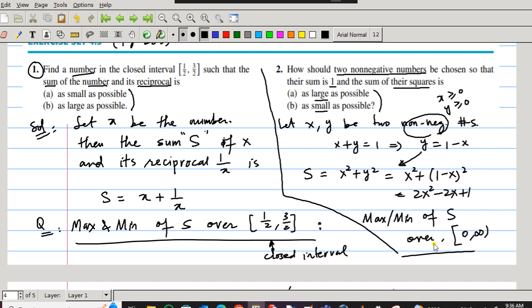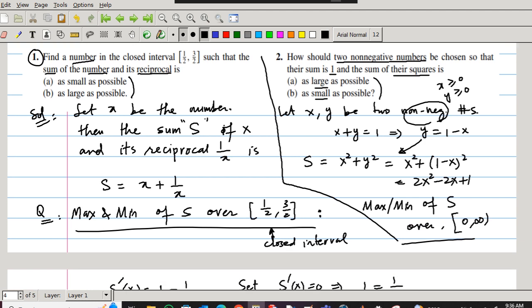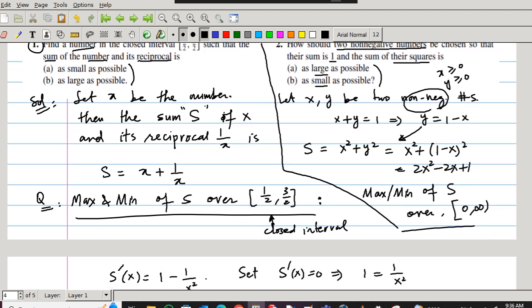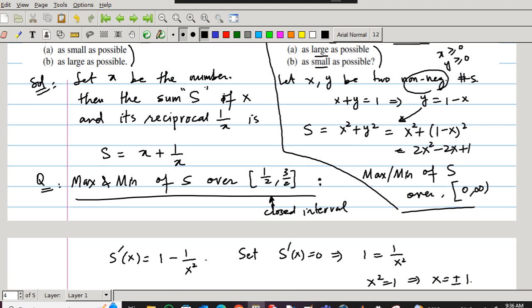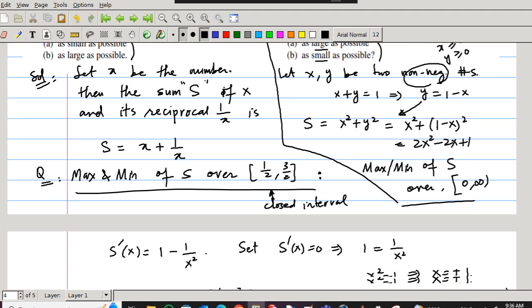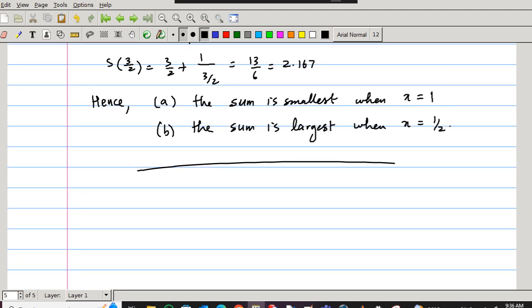So smallest value will be 0. You know, if x and y both are 0, s is 0. Right? Okay. So I can stop here.